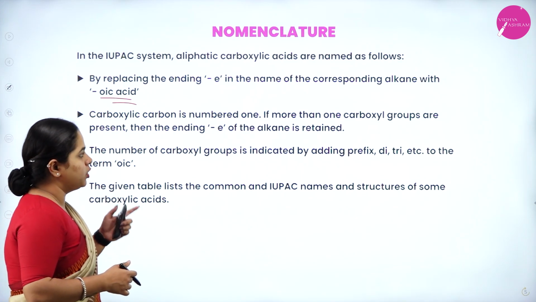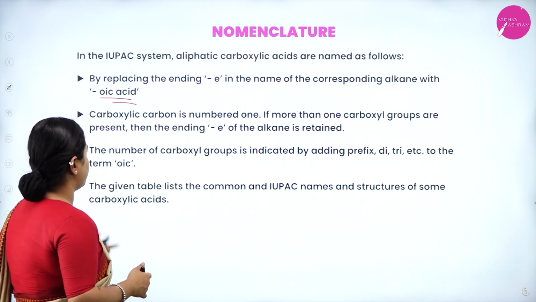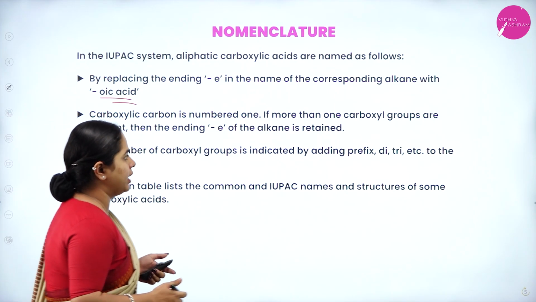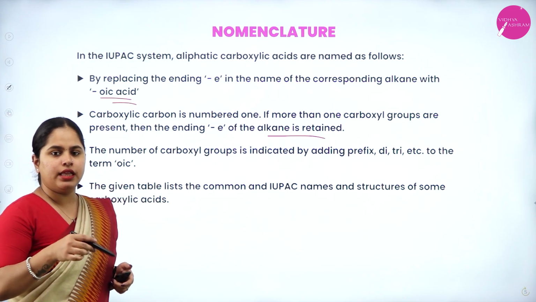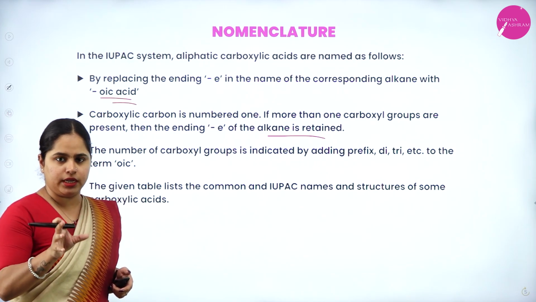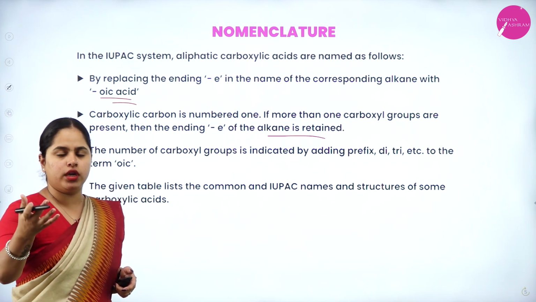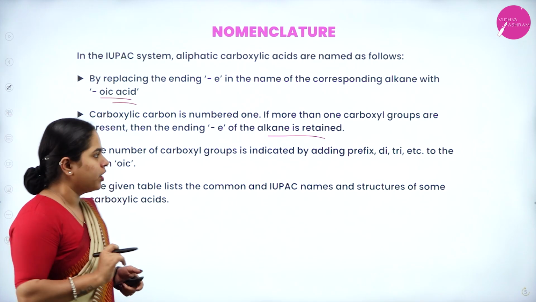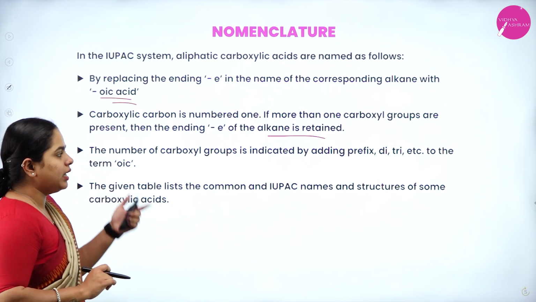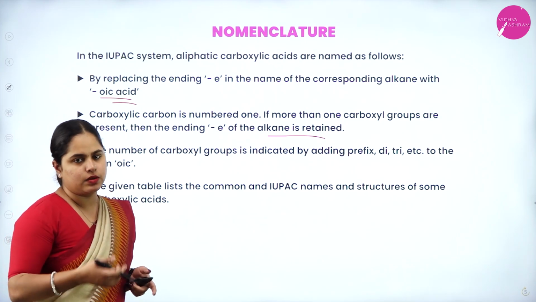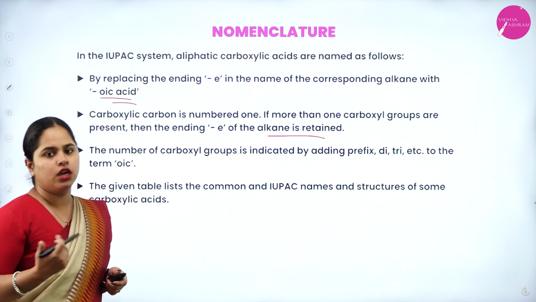Carboxylic carbon is numbered 1. If more than one carboxyl group is present, then the ending E of the alkane is retained. That means if more than one carboxylic group is present, then whatever the alkane name is, that should be written, and then we write dioic or trioic acid, like that. Clear? The number of carboxyl groups is indicated by the prefix di, tri, etc. to the term oic acid. When we discuss a few examples, you will be clear with that.